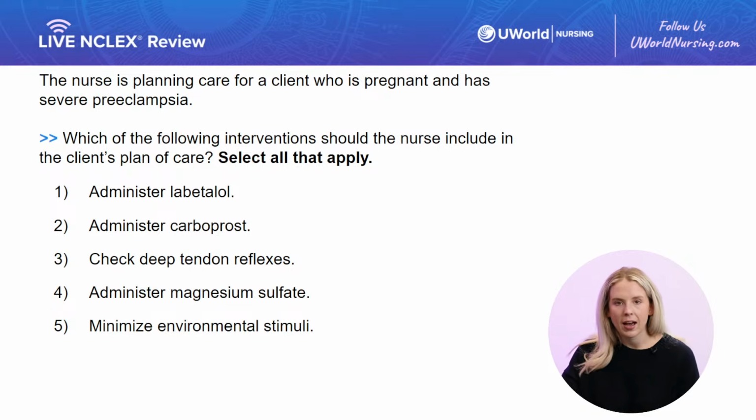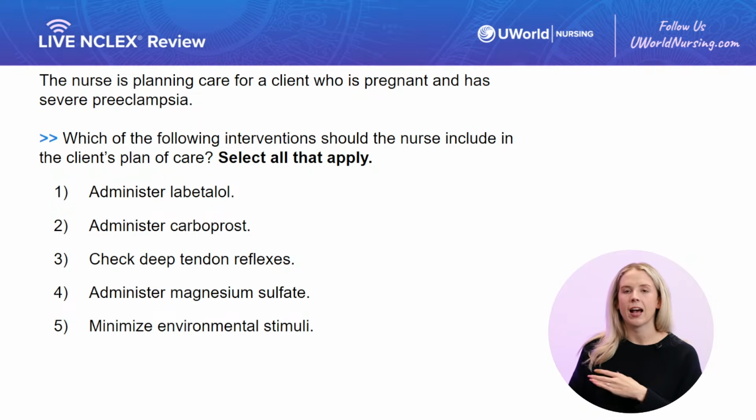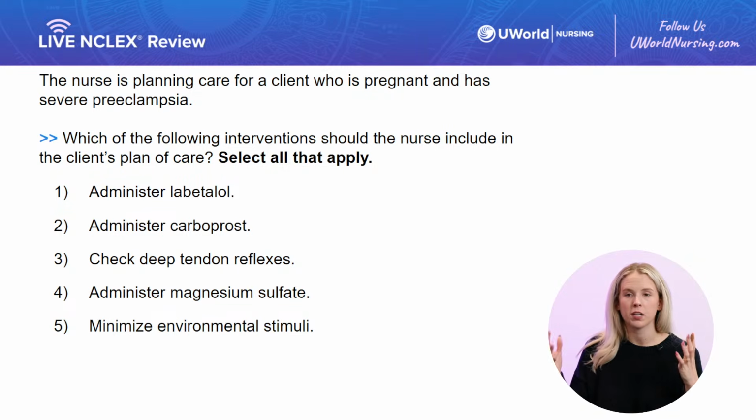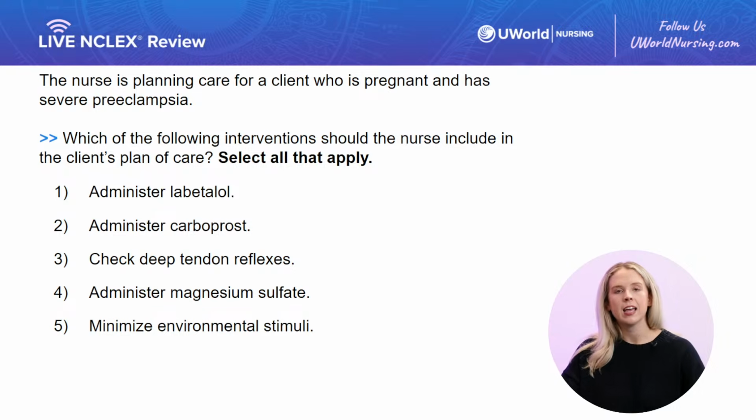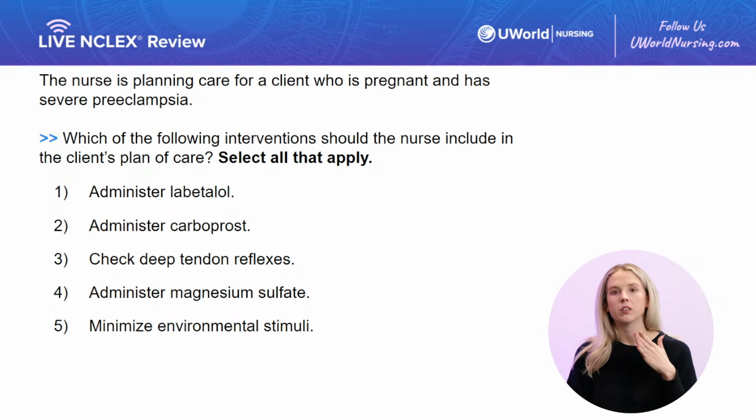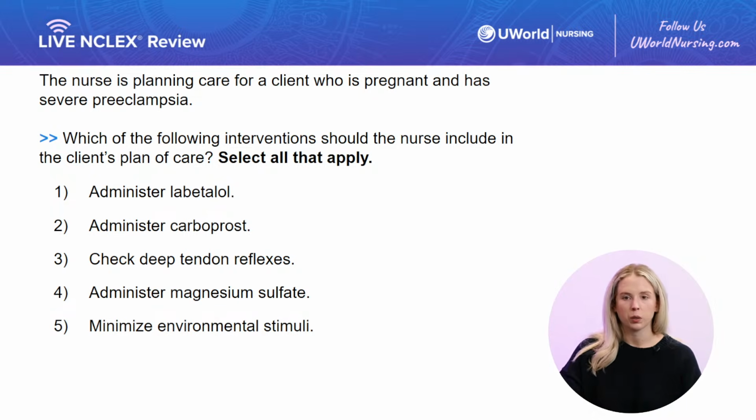Option 4 is mag sulfate. This is given for seizure prophylaxis. Now, a common mistake I see people make is they think the mag sulfate makes a difference on the blood pressure. It does not make a difference when it comes to decreasing those high blood pressures. It is solely given for seizure prophylaxis. It is a relaxant. We're trying to relax the system, keep the client from seizing. In severe cases, clients will be induced, delivered via C-section maybe, and they're going to remain on that mag sulfate drip for 24 hours post-delivery as a general protocol.